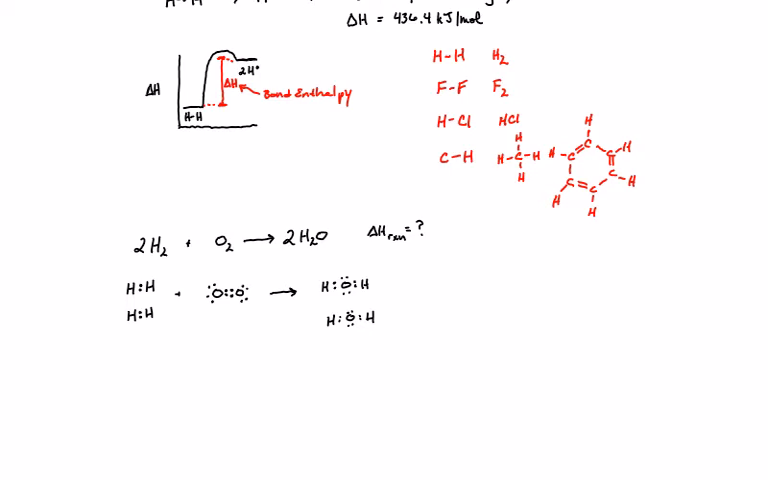Now, if we take an inventory here, we can look at the number of hydrogen-hydrogen bonds we have on the left side of the arrow. We can see that we have a hydrogen-hydrogen bond here and a hydrogen-hydrogen bond here. On the product side, there are no hydrogen-hydrogen bonds anymore, which means we are going to break 2 hydrogen-hydrogen bonds.